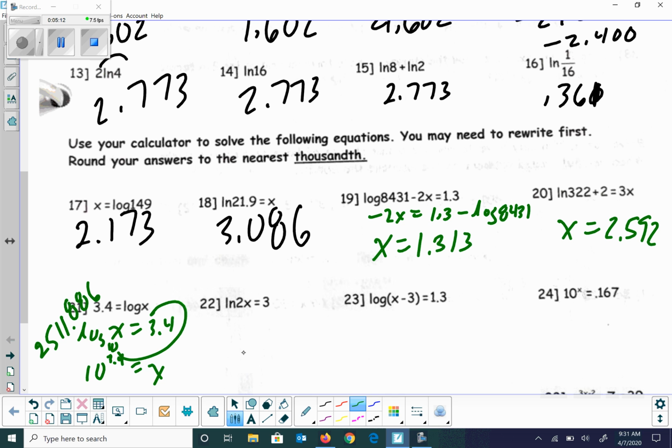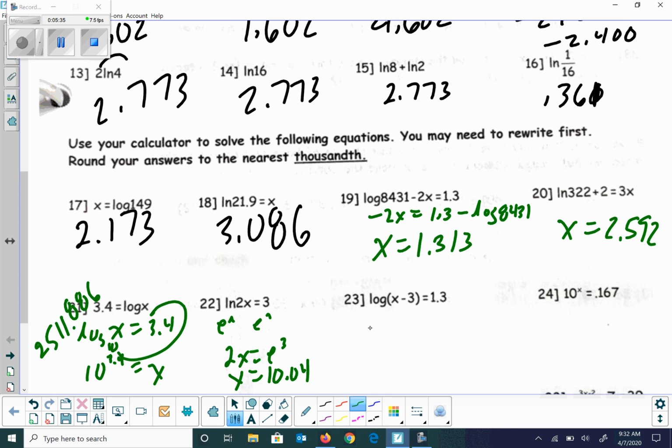On this one, I'm going to make each side e raised to the. So that's going to give me 2x is equal to e to the third. So let's figure out what e to the third is. So remember that is second ln. Divide that by 2. So I'm going to get x equals 10.04.